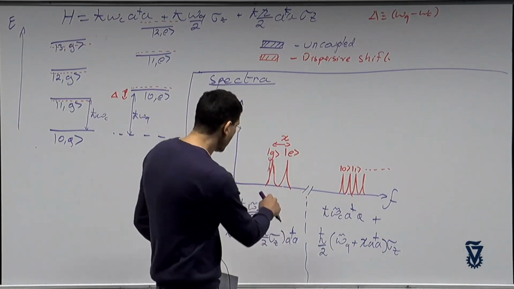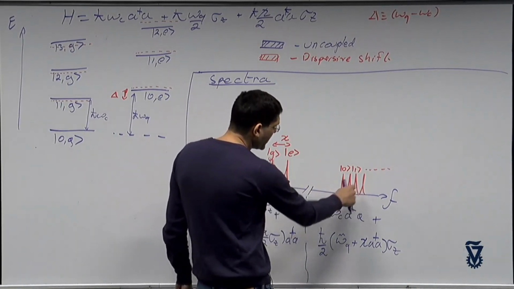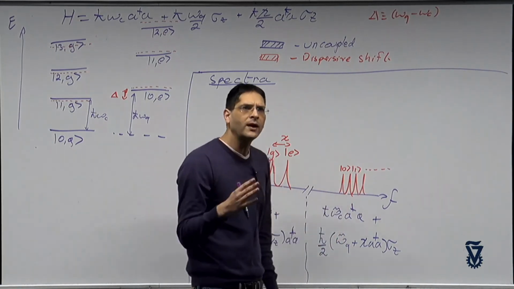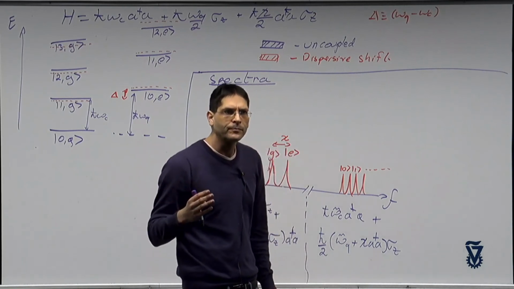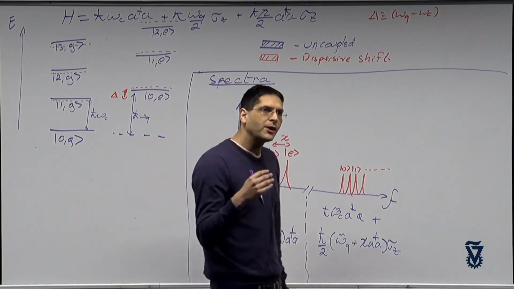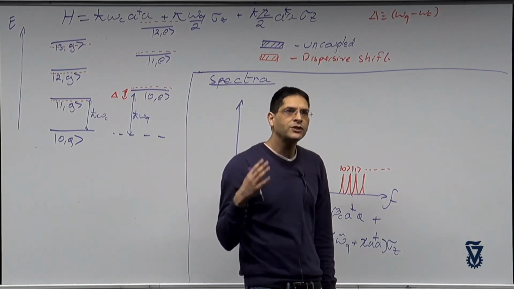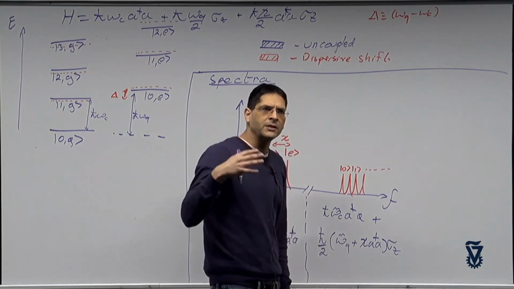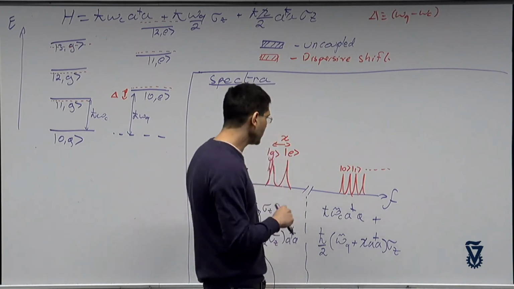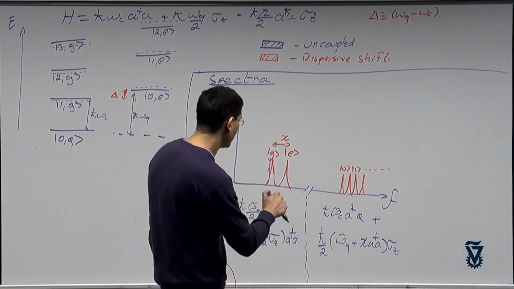Okay? And what I've done here, the way I drew it, is such that the natural line width is basically very, very small. Okay? But this brings us to a discussion of the different regimes of the Jaynes-Cummings model, which we haven't discussed. So that's what we're going to discuss now.